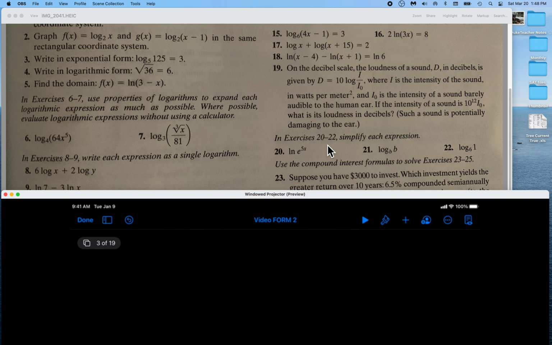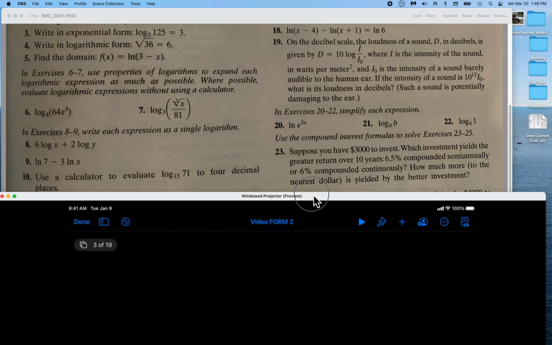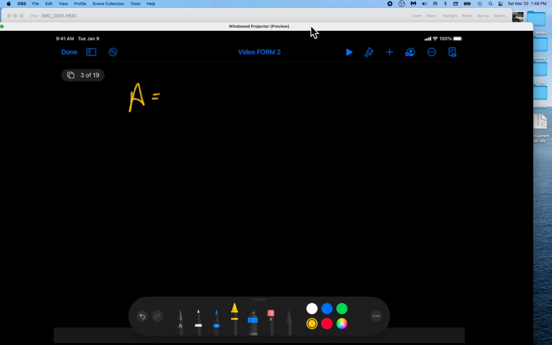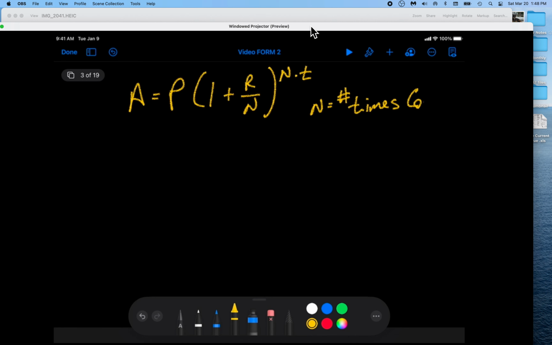Next one, 23. Okay, now we're going to get into compound interest. So let's talk about compound interest a little bit. Compound interest formula is as follows. The amount equals the original amount times 1 plus the rate in a decimal form divided by n, raised to the n times t. N equals the number of times per year that it's compounded.